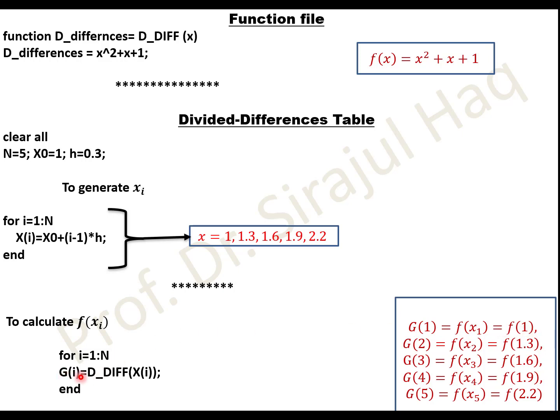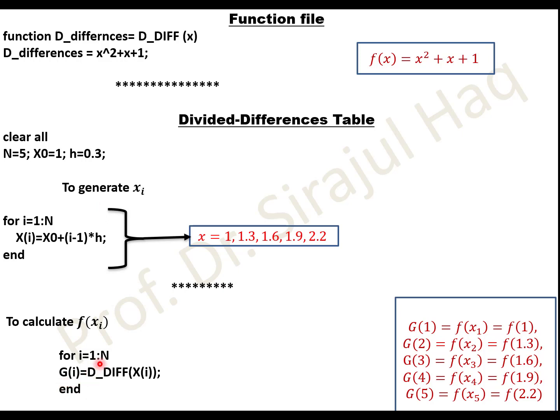And will store that in G1. Similarly, i is equal to 2. G of 2 is equal to, we will send x is equal to x2. x2 is 1.3 to this file. We will replace this x by 1.3, get the value, and store that in G of 2.